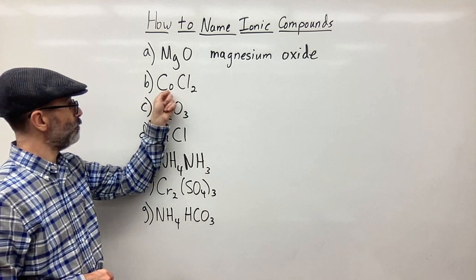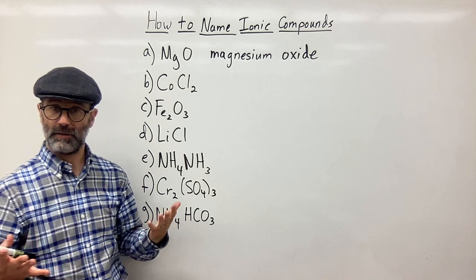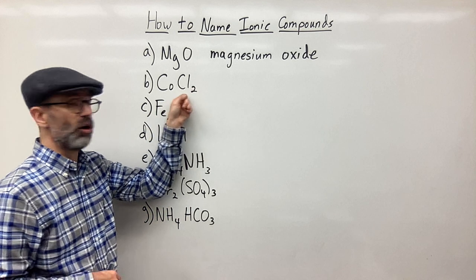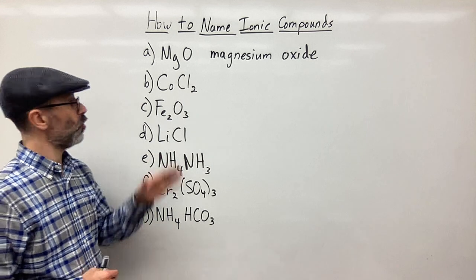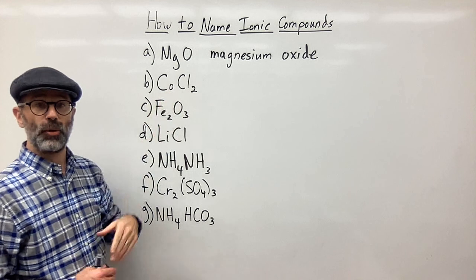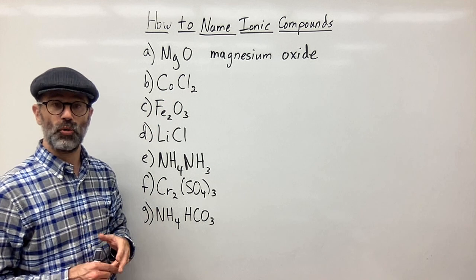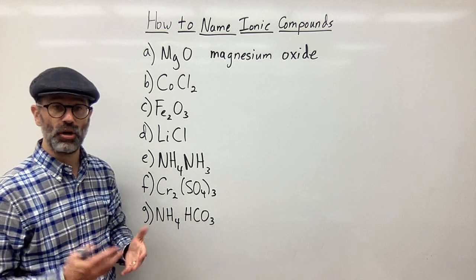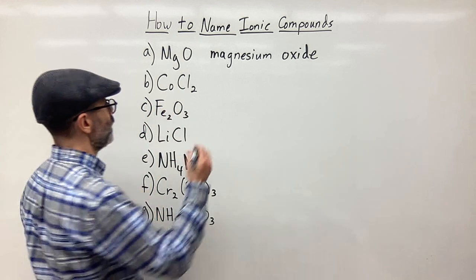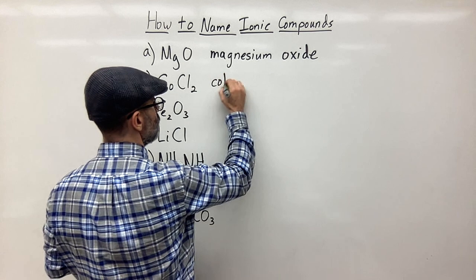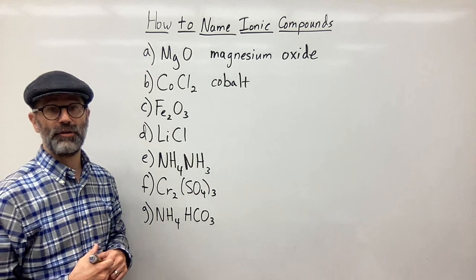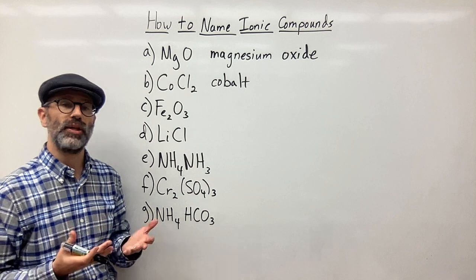So let's look at B. So B, we have CO, which is cobalt, my favorite element on the periodic table for obvious reasons. And then we have Cl for chlorine, right? So positive, negative. So this is a metal, right? It's also a transition metal. So we need to be aware of the Roman numeral. So when we name this metal, it's going to be the name of the element. So cobalt. This is a transition element, so it's going to have a Roman numeral for the charge. So we need to know what the charge is.